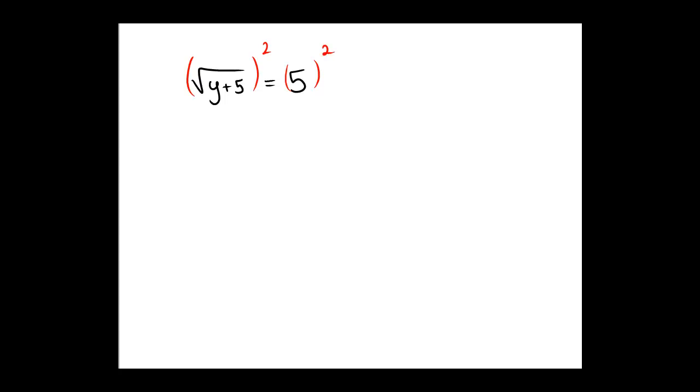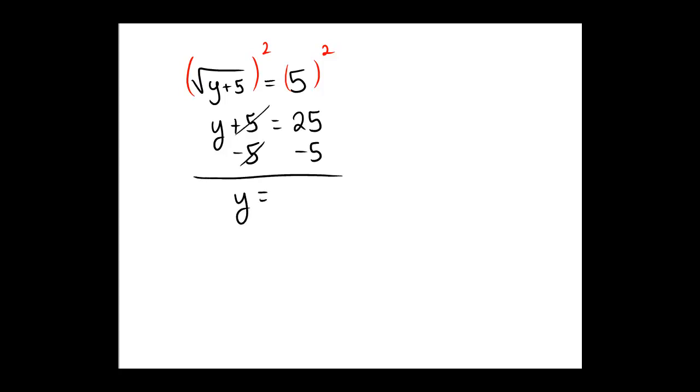Just like before, I'm going to square both sides for the purpose of canceling out the square root. Once you square the square root, they cancel, and we get y plus 5 here. On the right-hand side, 5 squared, or 5 times 5, is 25. Now subtract 5 from both sides to isolate the variable, and it appears that y is equal to 20.